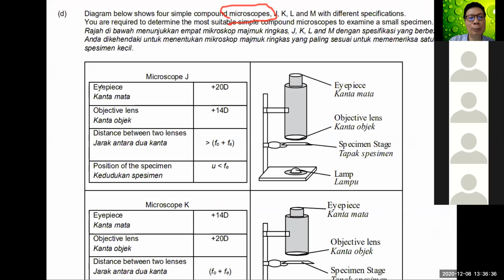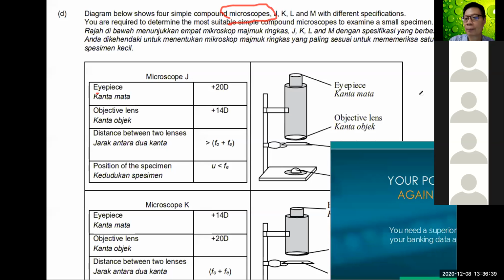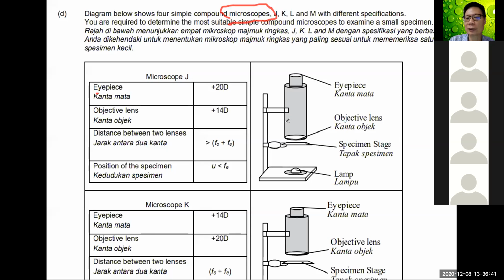There are 4 things to be focused on. The eyepiece for the microscope and the objective lens. They have 2, right? One is the objective lens, one is the eyepiece. And then the distance between the 2 lenses, what to choose. And then the position of the specimen. You have to know these 4 things. So how to answer this question?